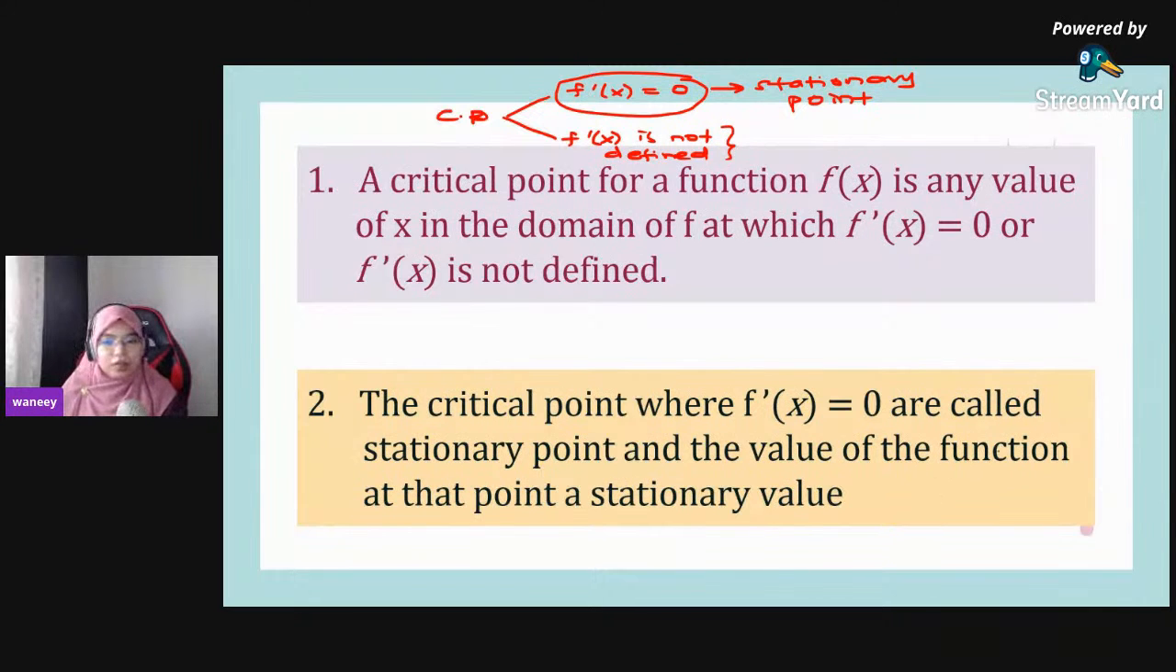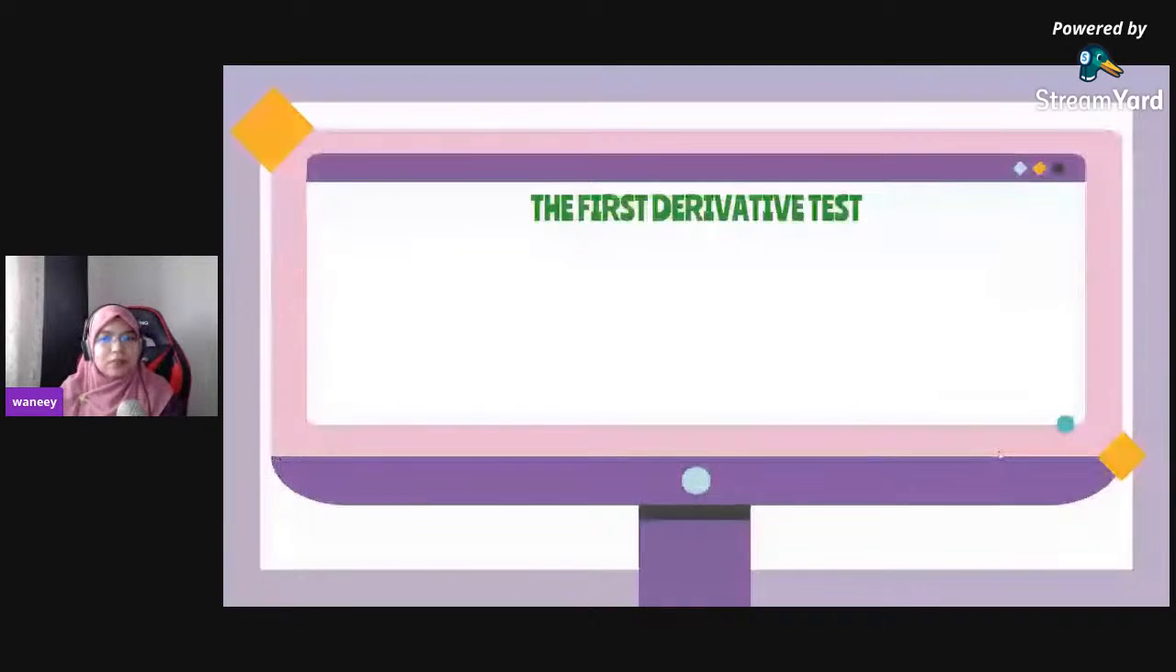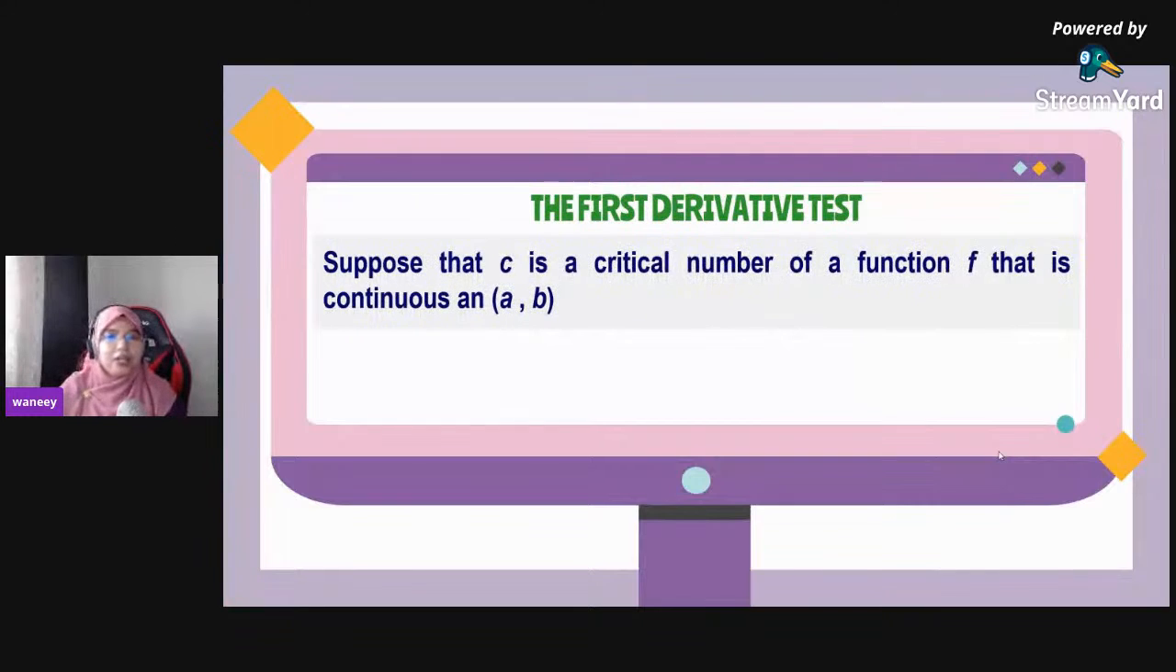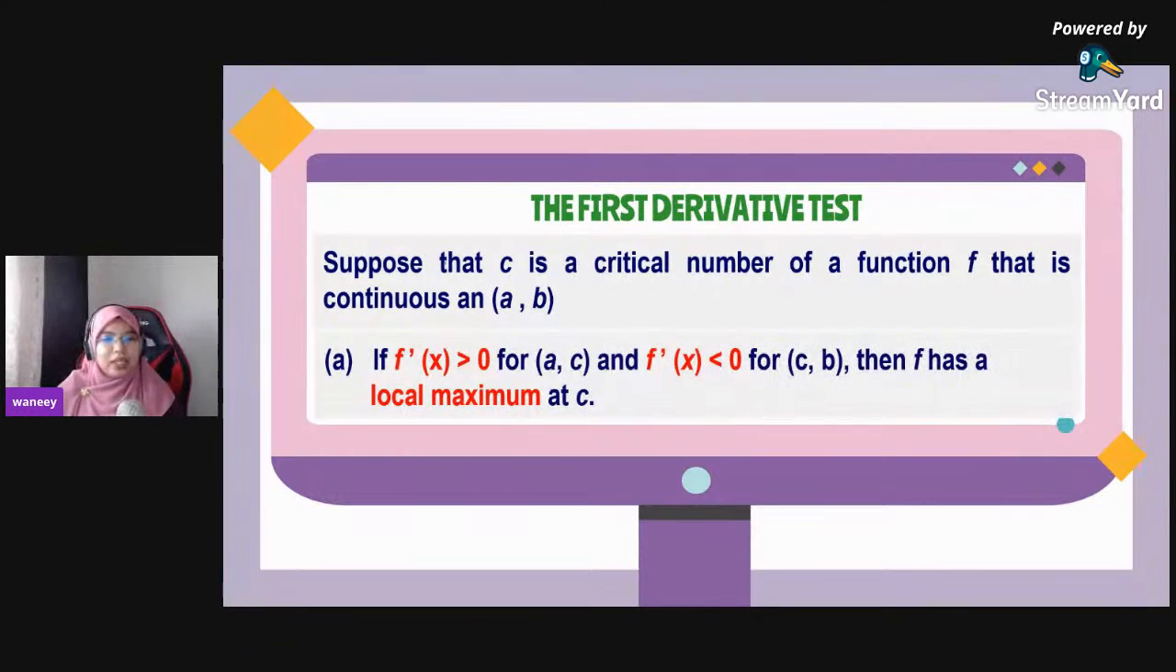Okay, so next, the first derivative test. Basically, suppose that c is a critical number of a function f that is continuous on an interval a until b. So critical number again, either f prime of x equals 0 or f prime is undefined. Okay, so if let's say we have f prime of x greater than 0 for a until c, so we have an interval a until c and this is greater than 0, so increasing. f prime of x is less than 0 for c until b, then f has a local maximum at c.